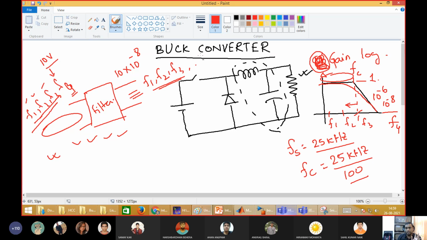Here also it works like this. You have frequency components. First is 0, which is DC, and in this current, this current is like this. So in this current you have a DC component, and then you have a switching frequency component. Okay, so this switching frequency component will lie.